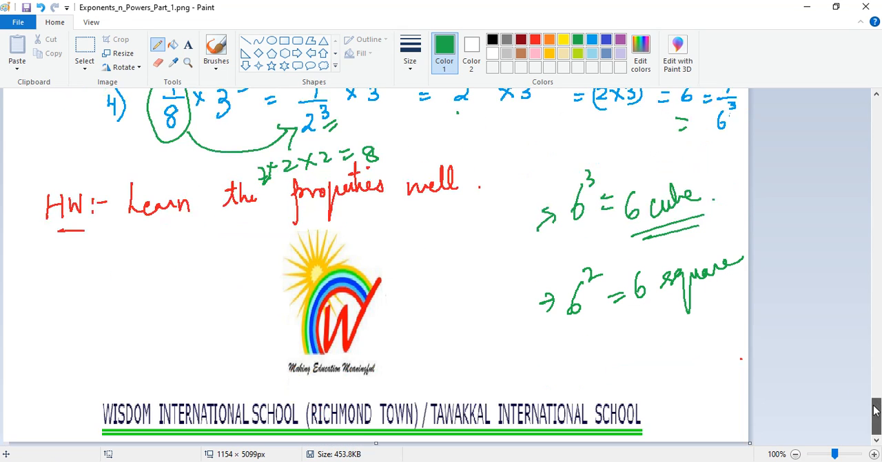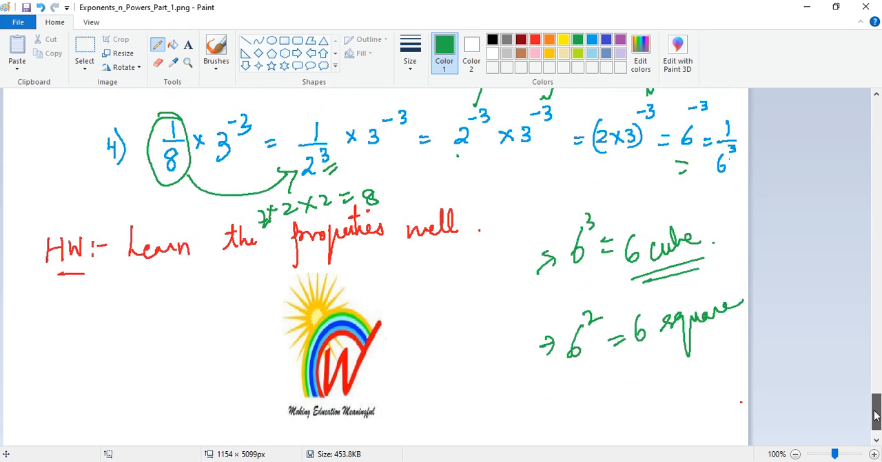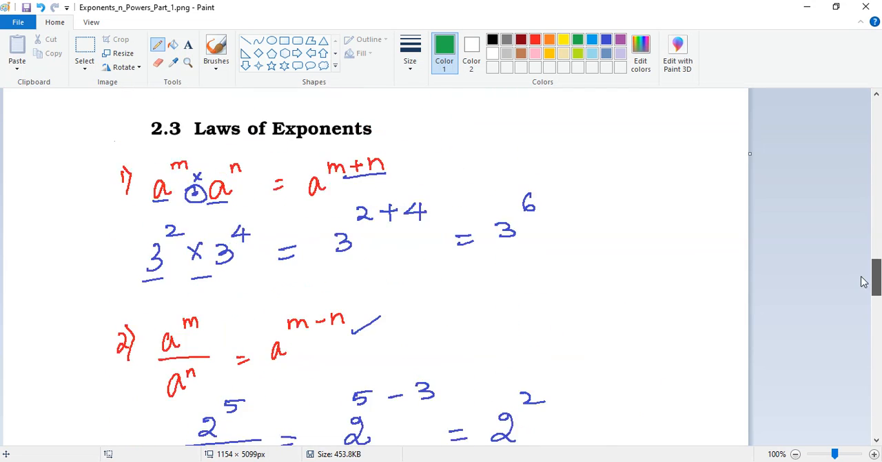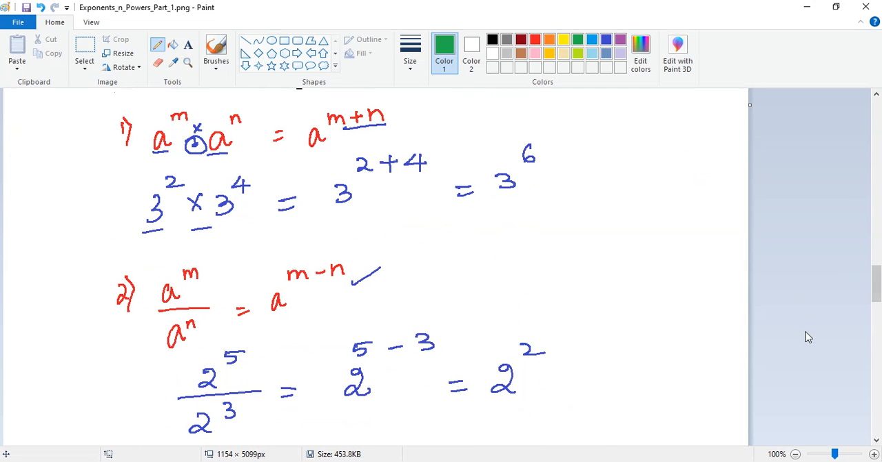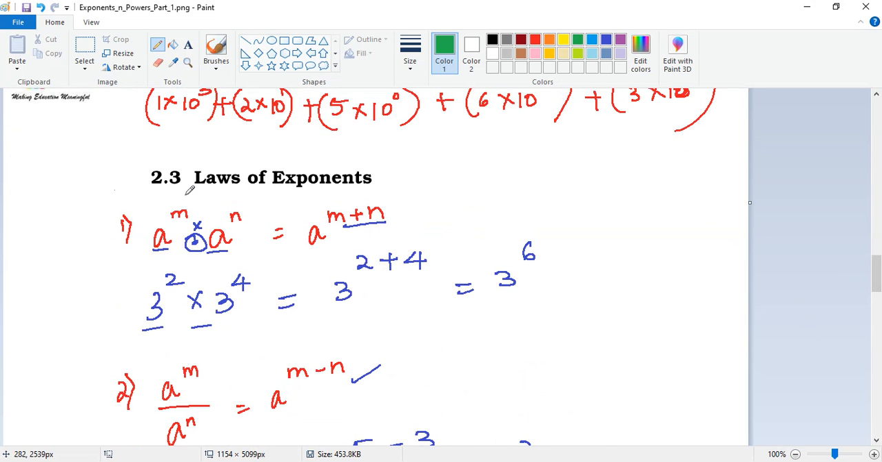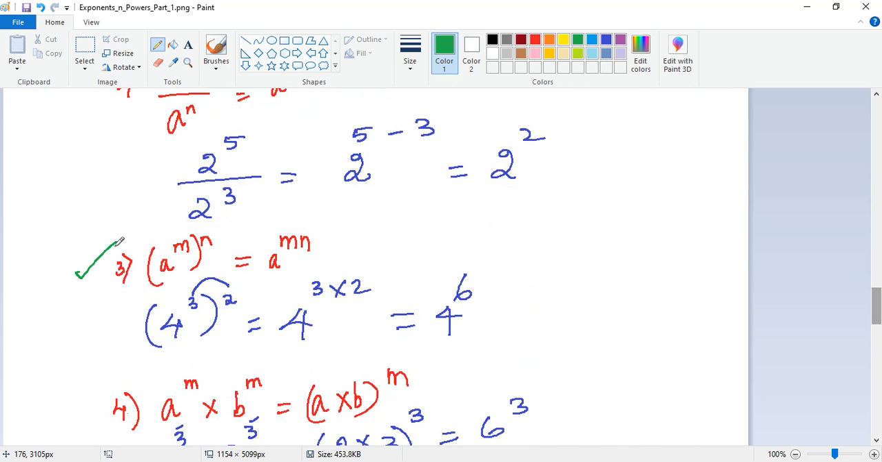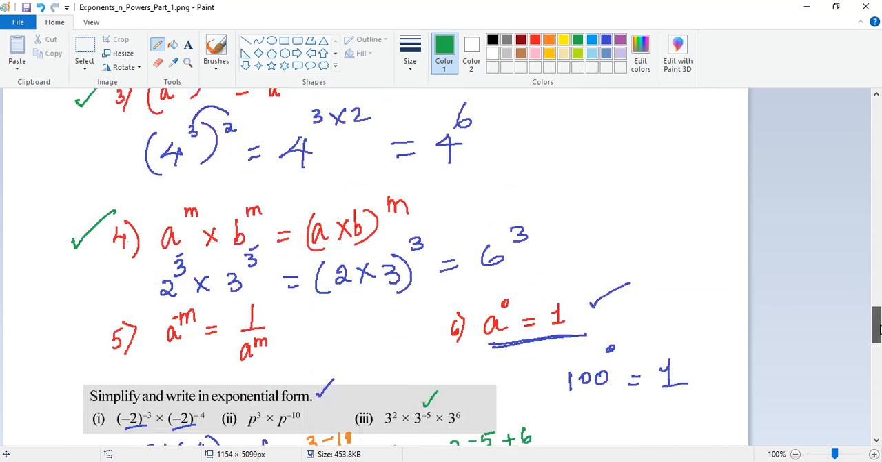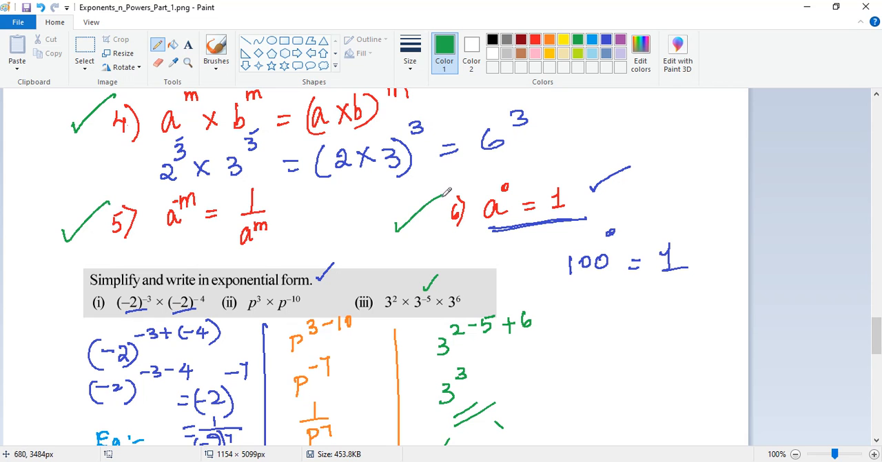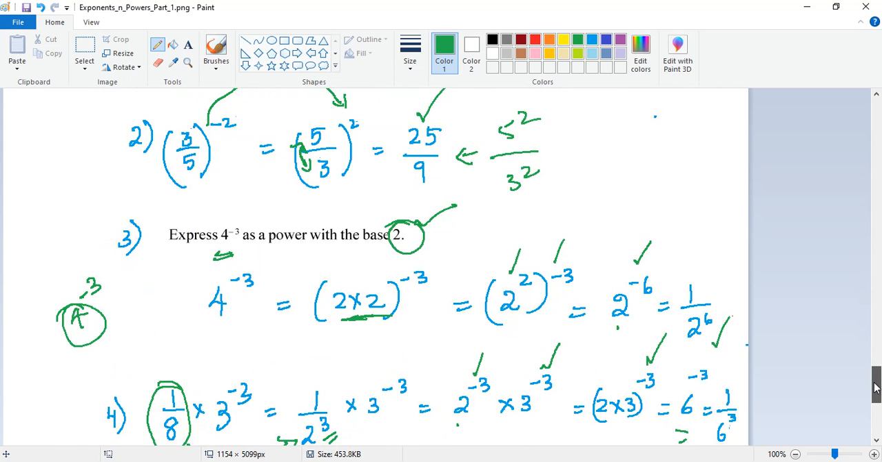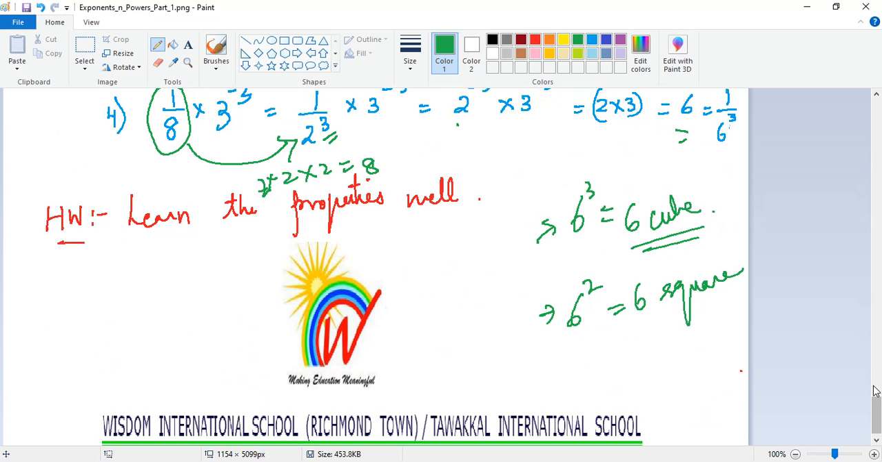Now, learn these properties well. Just as homework, start the lesson, write the lesson name, and write all these laws of exponents. Okay, I'm marking it with a green pen. Write the laws of exponents: the first property, second property, and if you want, you can write the examples or just write the laws. But I want the laws to be written. So fourth property, fifth and sixth property, that's it. You can just finish it and memorize them well.